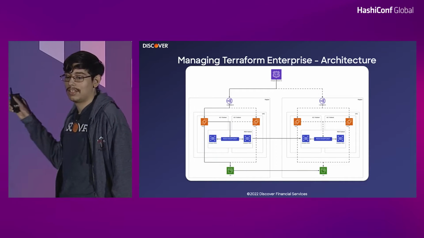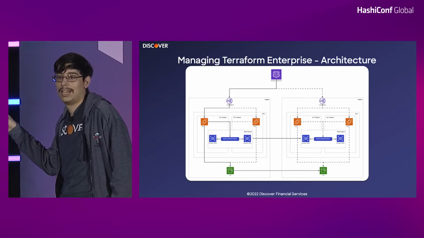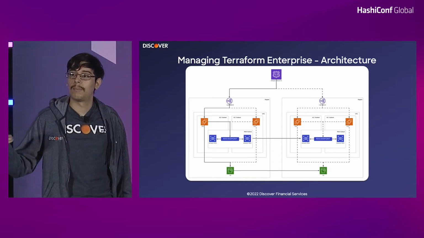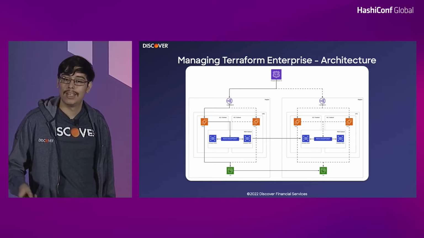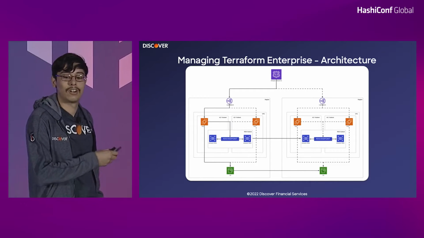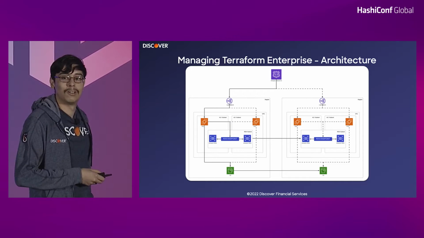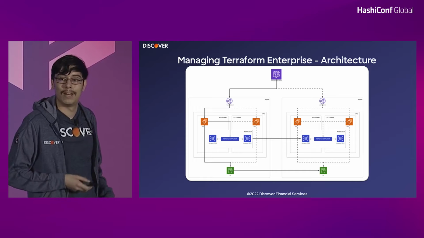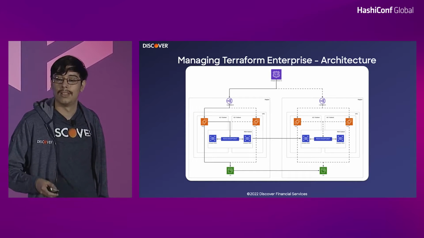If you see here, this is the architecture that we have currently at Discover Financial. For us, we decided that it would be best to deploy our infrastructure within AWS. And if people are familiar with Terraform Enterprise, this is very similar to what is recommended by HashiCorp. We always try to follow what's recommended by the vendor to make sure everything's managed properly.